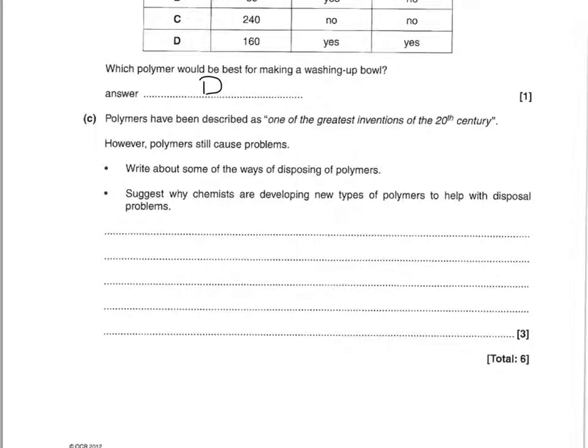And it says, polymers have been described as one of the greatest inventions of the 20th century. However, polymers still cause problems. Write about some of the ways of disposing of polymers. Suggest why chemists are developing new types of polymer to help with disposal problems. So, there's 3 marks here, and you need to give at least 1 way of disposing polymers and at least 1 reason why scientists are developing new types of polymers to get the 3 marks.